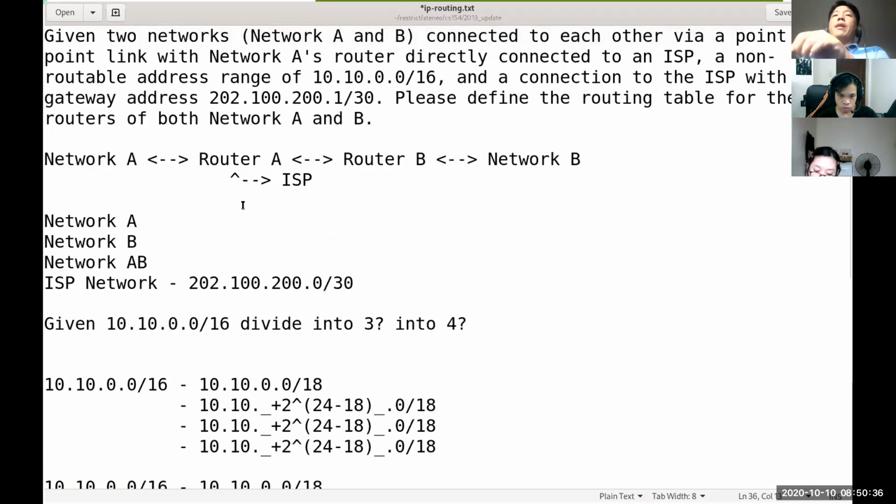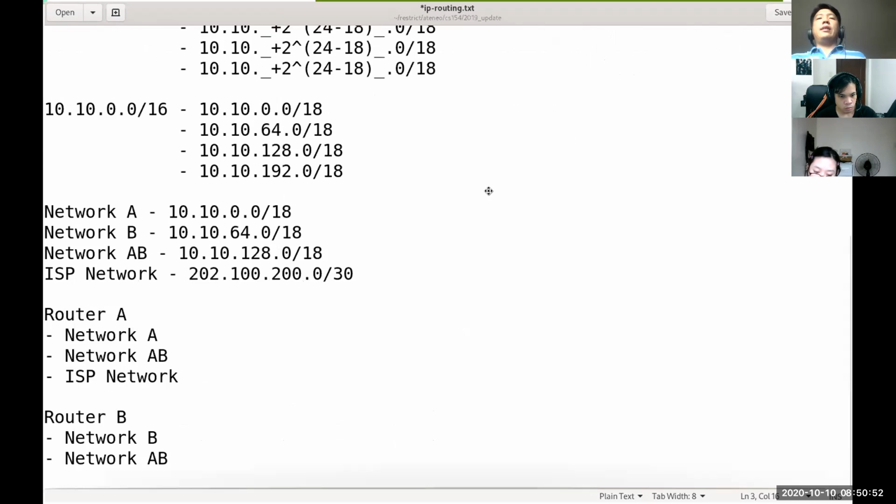Okay, so let's recap. Our router A here is connected to network A and connected to this network between router A and B and is connected to your ISP. While router B is connected to this network between the two, which we call network AB, connected to network B as well, and that's it. So I have to give it IP addresses.